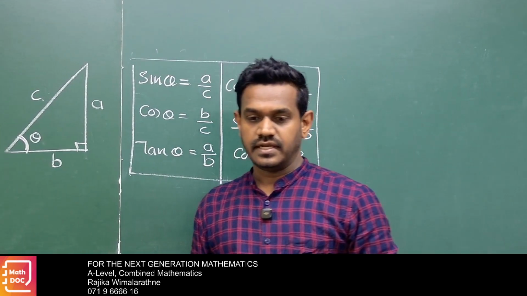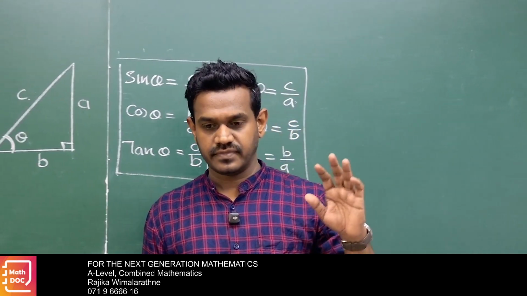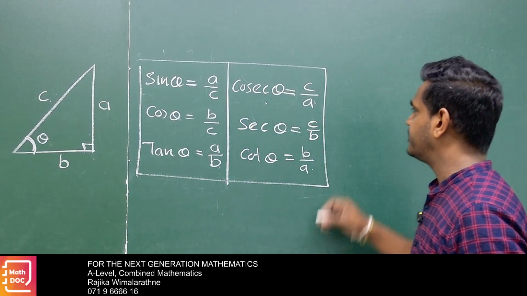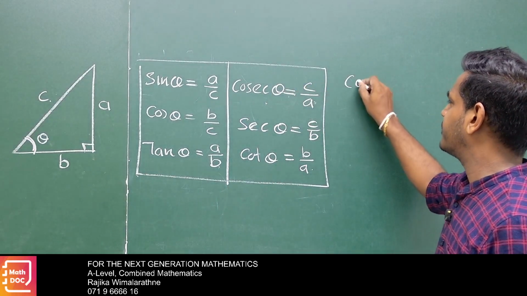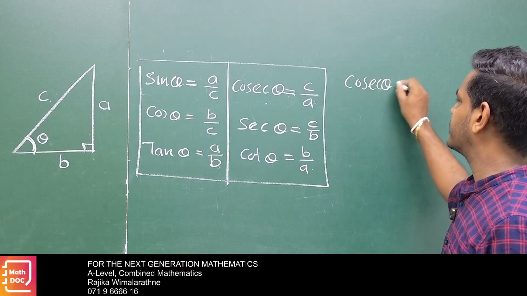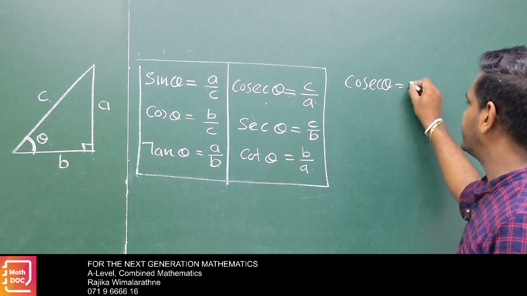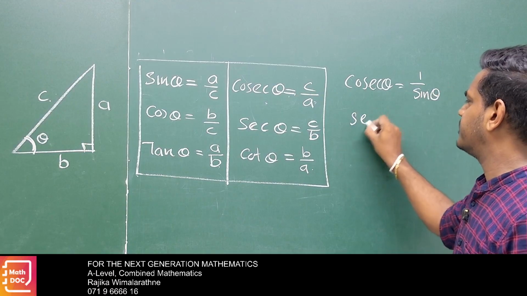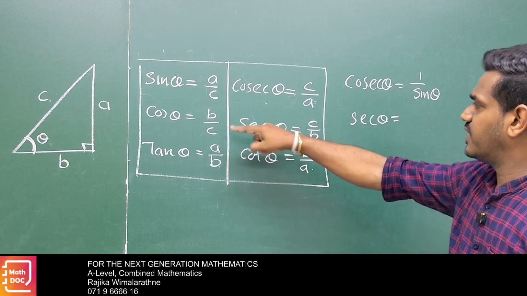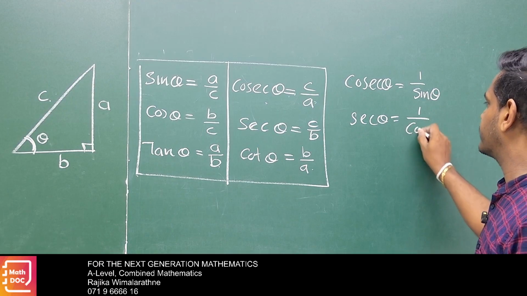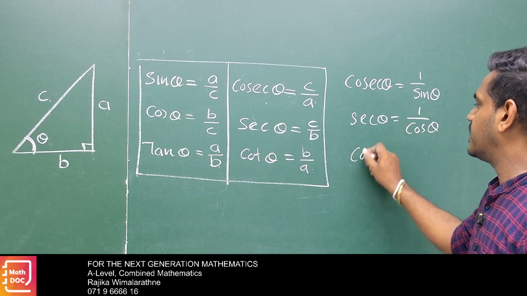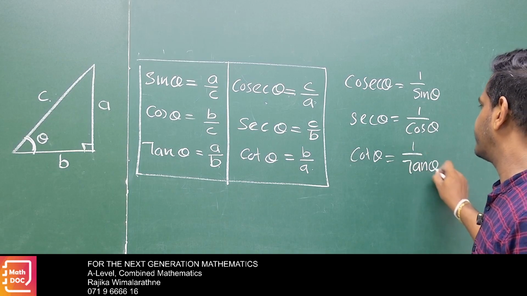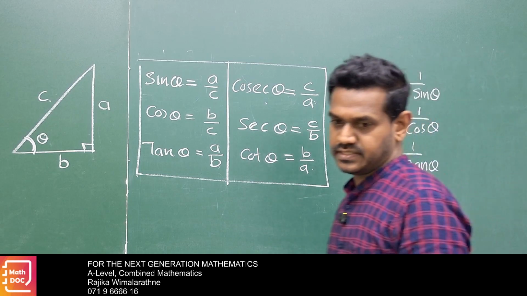Okay. Now let's write a few of them. Here one is cosec theta equals 1 over sin theta. Sec theta equals 1 over cos theta. Cot theta equals 1 over tan theta. That is one relation. Okay.